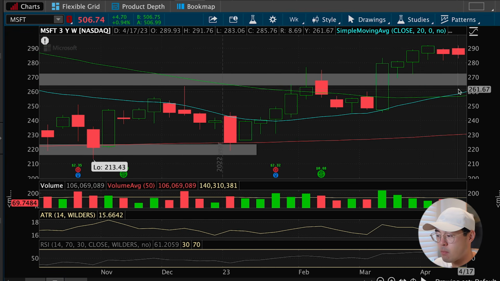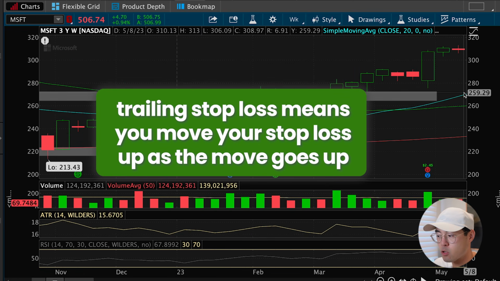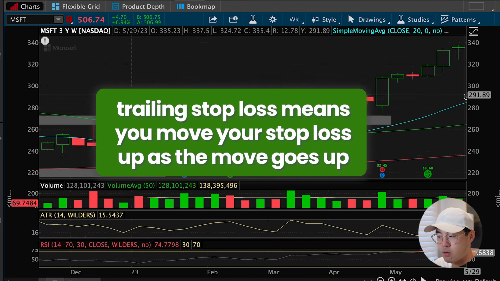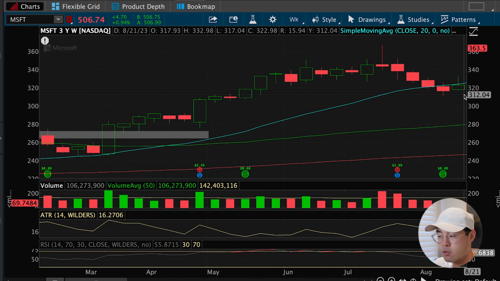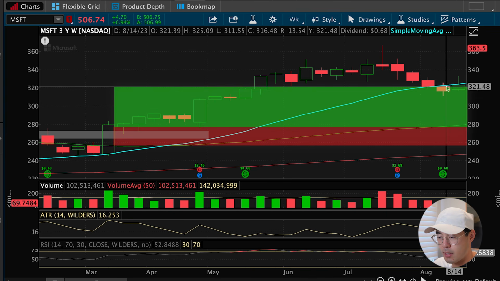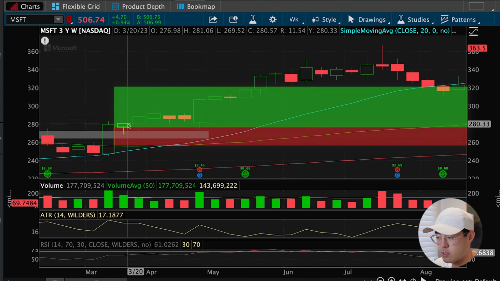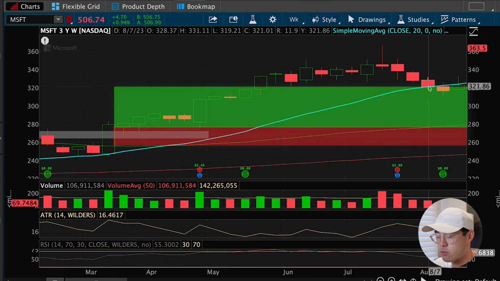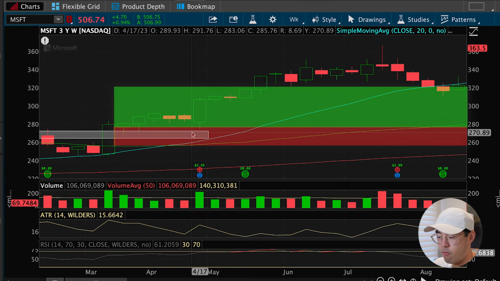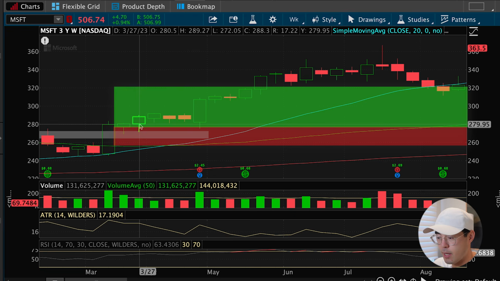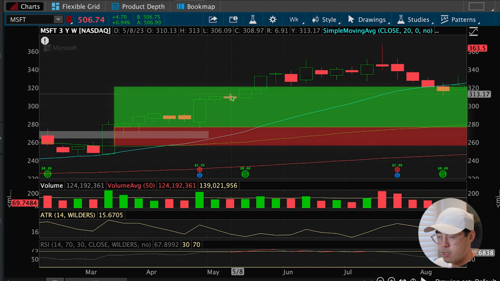Okay? I'm going to trail my stop loss with this 20 period moving average. And whenever it crosses that 20 period moving average, then I'm out. On this candlestick right here, I'm out. I would probably make a decent amount of money from like 278 all the way out to 320. So 40 bucks for a 17-point stop loss. So almost a 1 to 2, slightly more.